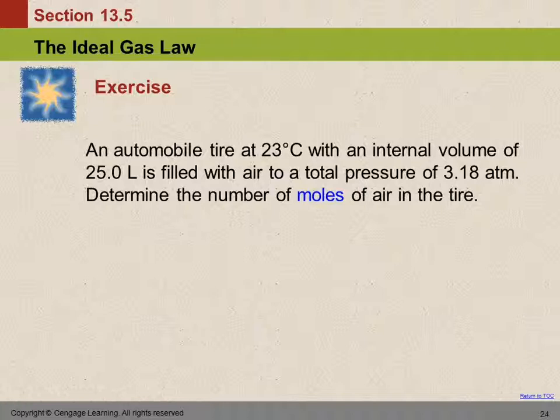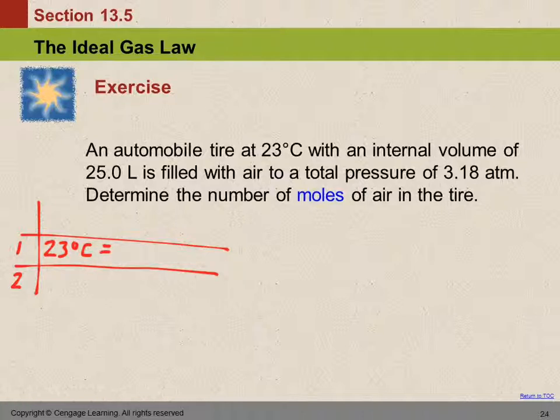So let's make a table. We had 1s and 2s: first set of conditions, second set of conditions. Then we put the numbers in there. So 23 degrees Celsius, and we say to ourselves, uh-oh, that has to be in Kelvin. So we convert that to Kelvin, and that is 296 Kelvin. That's a temperature.